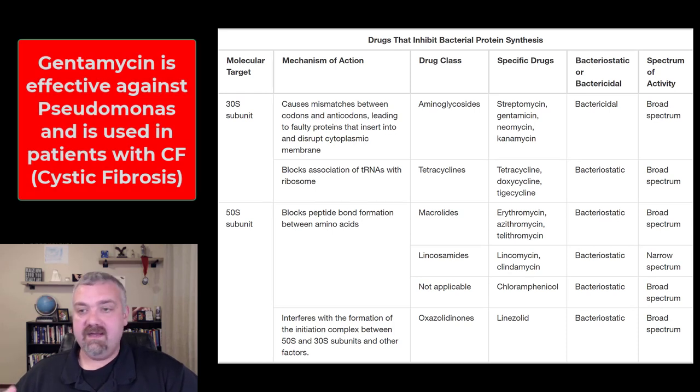Let's see, gentamicin, another broad spectrum one. The reason this one is important is it's useful against Pseudomonas infections. And Pseudomonas infections can be a problem for everyone. We've talked about it as one of these potential coming-up nightmare bacteria. But Pseudomonas infections are a real big problem for people with cystic fibrosis. So gentamicin is used a lot to treat Pseudomonas infections in patients with CF, cystic fibrosis.